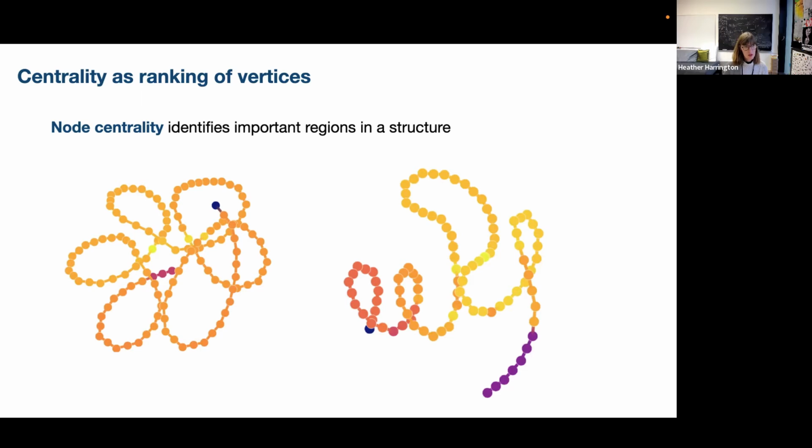then you can quickly see on the left, these are just hand-drawn curves, that the yellow is in the center of this flower. And then on the right, where you have this roller coaster, it's exactly where you would see that a loop could form with Vietoris-Rips. So those in the center have high node centrality.